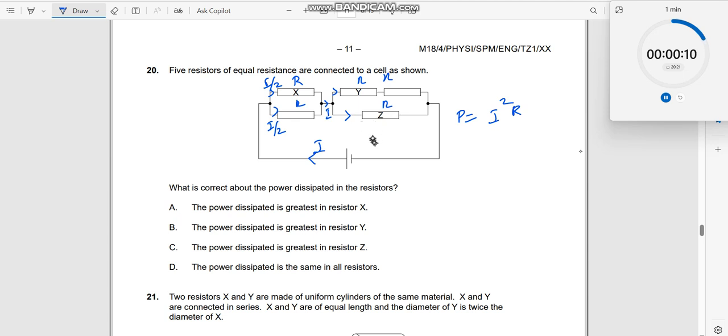So how much will flow over here? You can now say that this will be equal to 2I by 3 and the current here would be I by 3. How do I know this? If you want, I can test it out here.